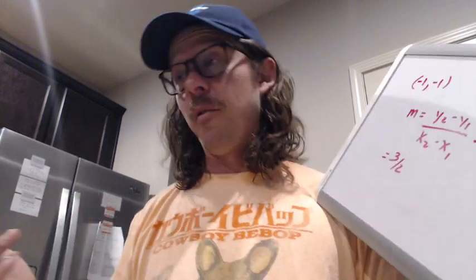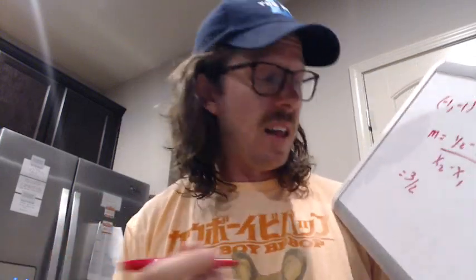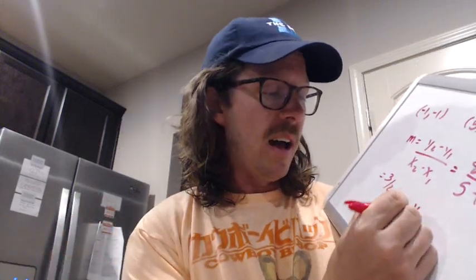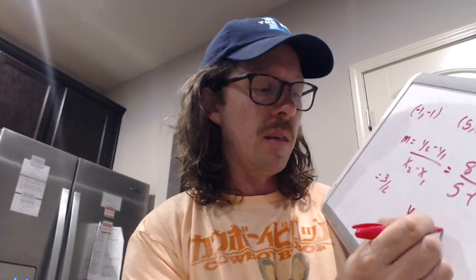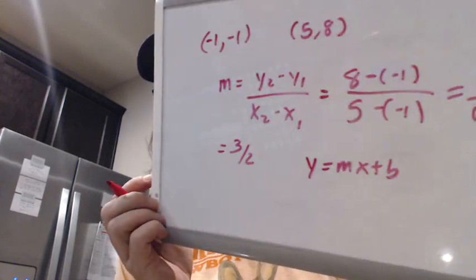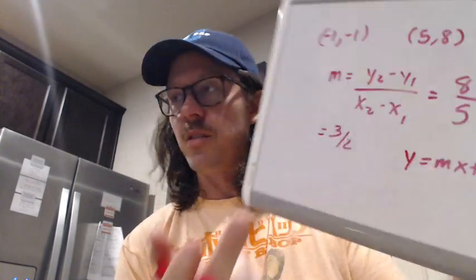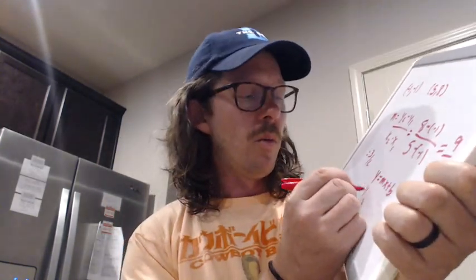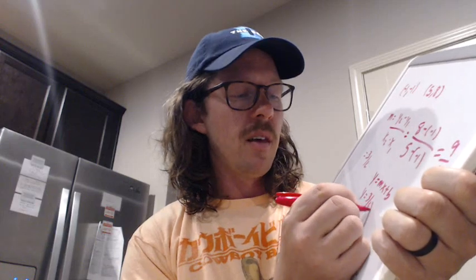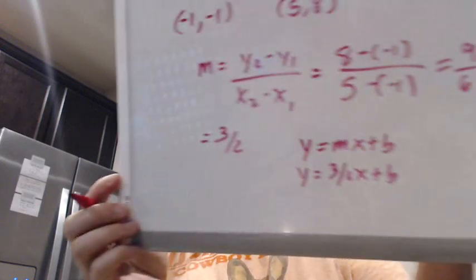So you could use that information to come up with the equation of a line. You could say, okay, if I have y equals mx plus b, right? Well, what do we know the rate of change to be? The slope, it's 3/2, right? So you could just say y equals 3/2 x plus b, like that.